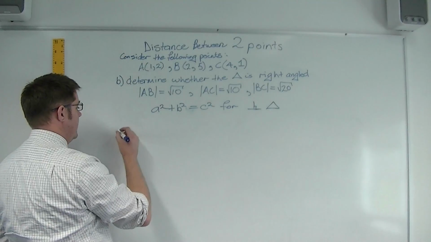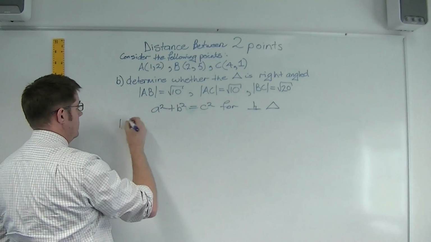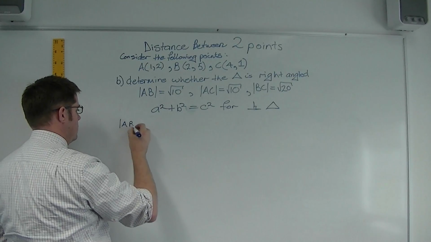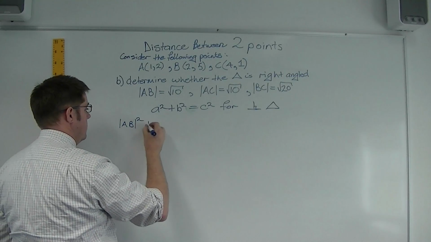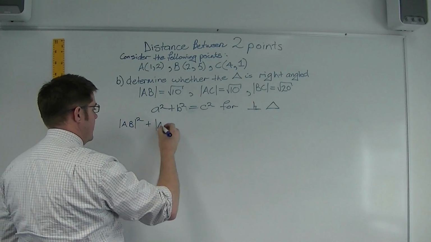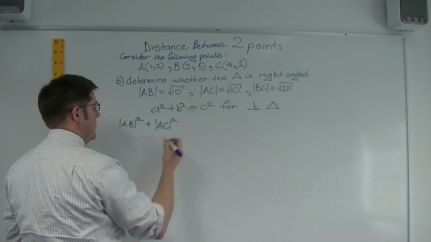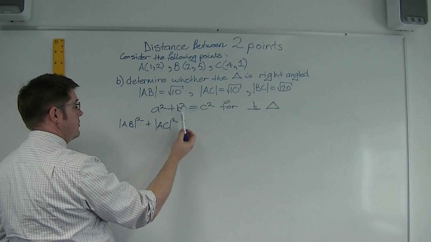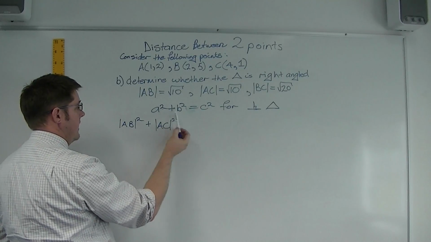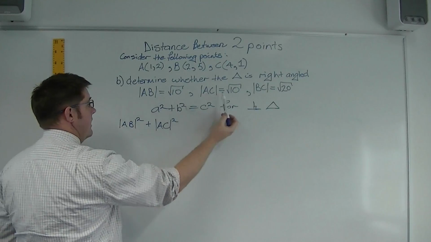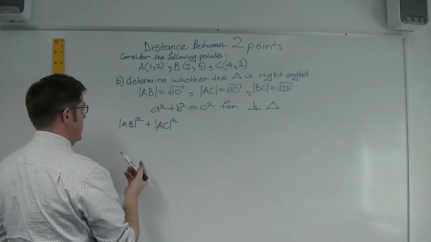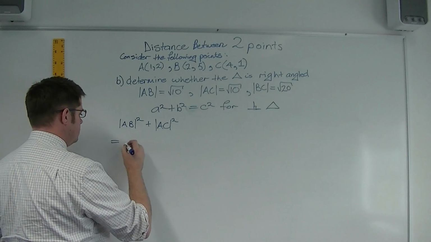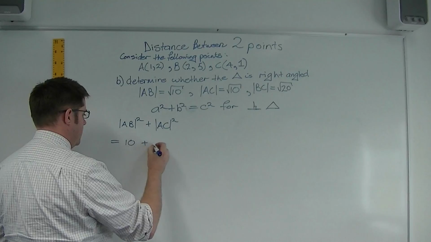So what we can say here from this equation, length of AB all squared plus the length of AC all squared. And I'm doing this because I know that for a right angled triangle, it's the two shorter sides, sides A and B. We know that square root of 10 is less than the square root of 20. Equals 10 plus 10.